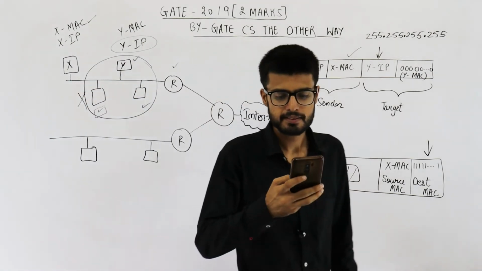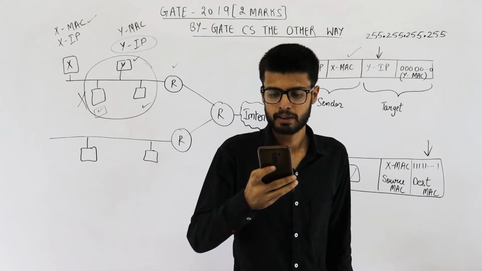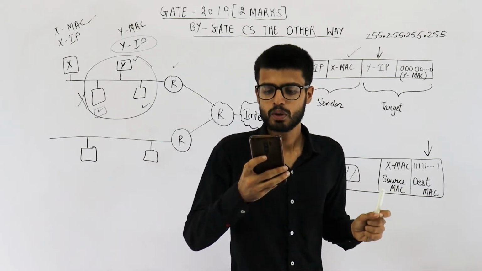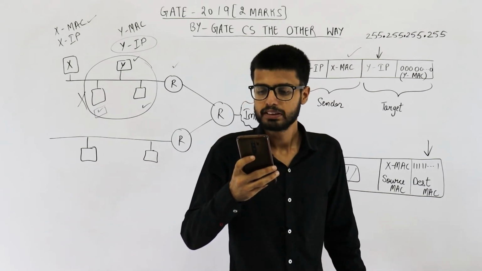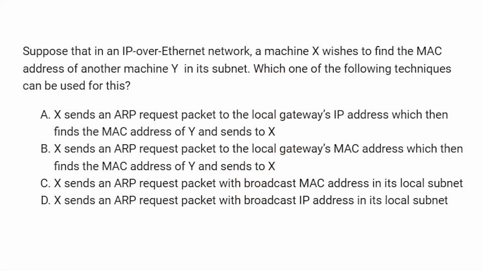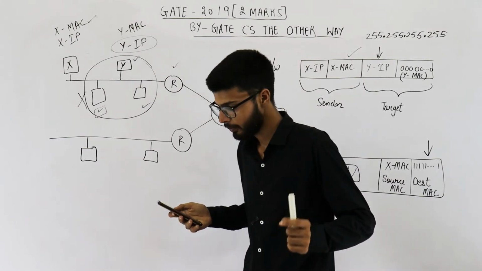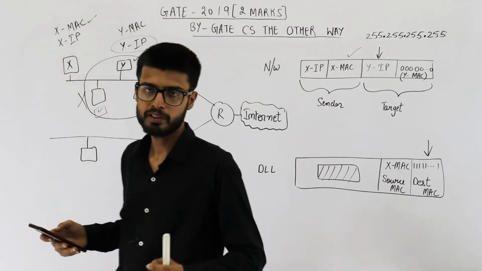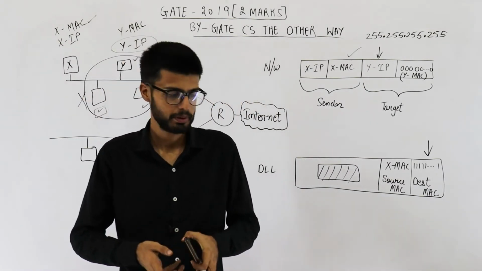Now let's come back to option A and option B. Option A says X sends an ARP request packet to the local gateway's IP address, which then finds the MAC address of Y and sends it to X. Option B says X sends an ARP request packet to the local gateway's MAC address, which then finds the MAC address of Y and sends it to X. For these two options, I need to discuss some more basics.